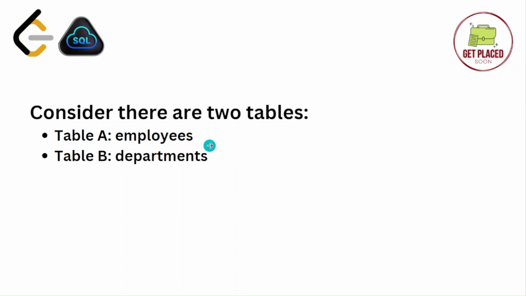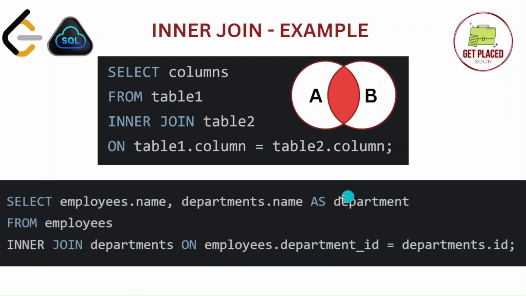Table A is employees and table B is departments. So in the upcoming examples, just understand we are using two tables. Okay. An example in the inner join.